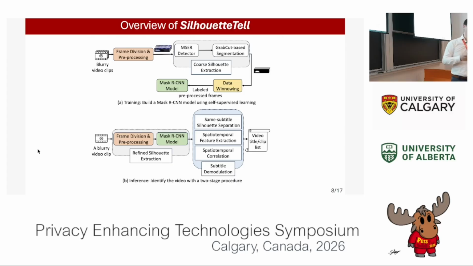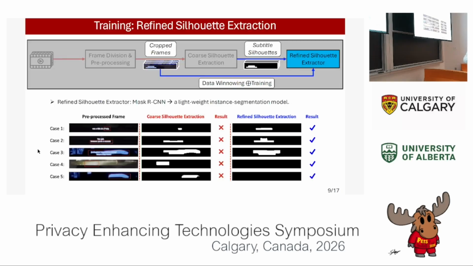Our work is called SilhouetteTell. It can be divided into two phases: the training phase and the inference phase. In the training phase, we build a Mask R-CNN model to get the Silhouettes. So you may have a question: why do we not utilize existing segmentation algorithms? We find the existing methods like MSER or GrabCut, which we call coarse Silhouette extraction, may not be accurate, and that's why we train a Mask R-CNN to get the Silhouettes more accurately. So we call it refined Silhouette extraction.